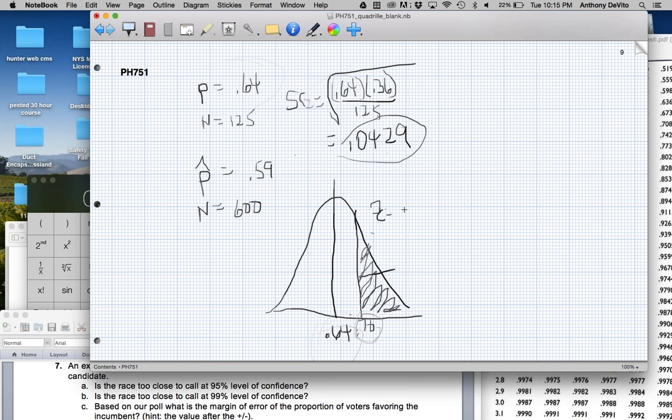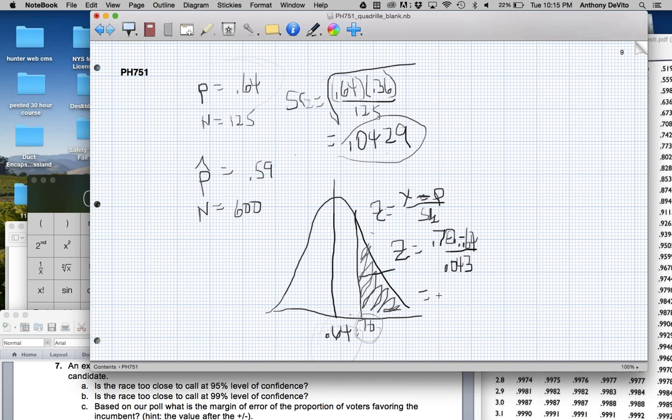Z is going to be equal to the value that I'm testing, which is x, minus the mean, which is the point estimate, which in this case is p. It's minus p over the standard error. Okay, so z is going to be equal to 0.70 minus 0.64 over our standard error, which is 0.04. I'm going to call it 0.043.